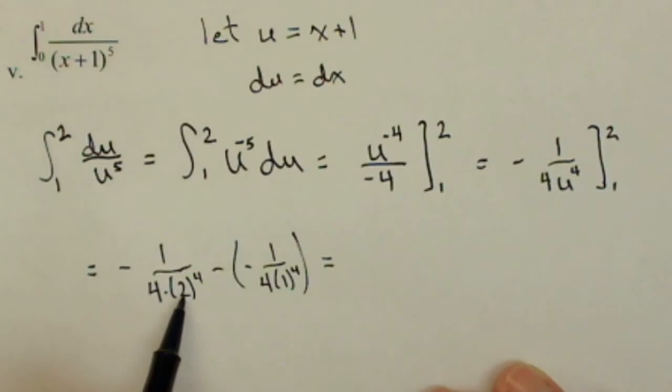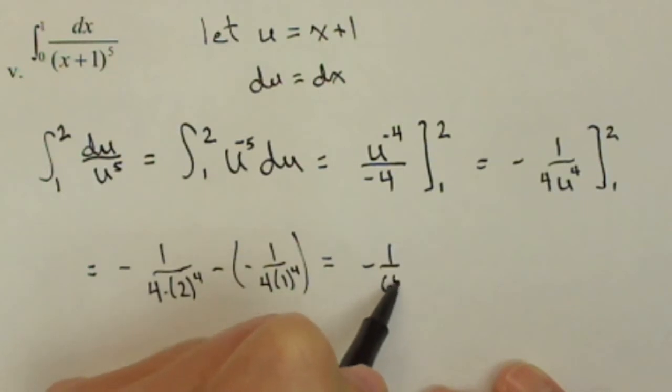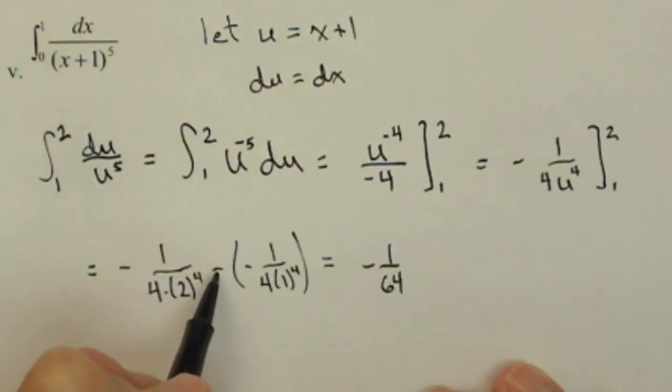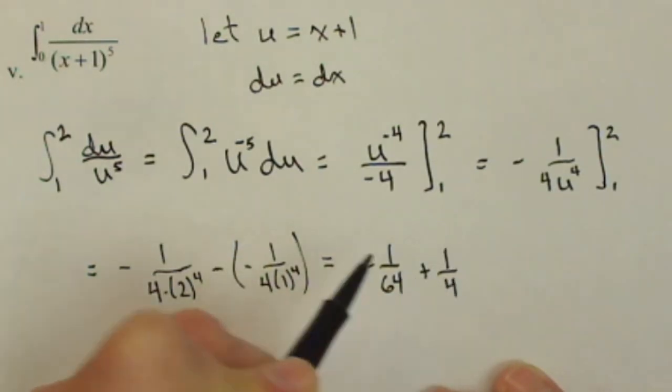So here we get 2 to the fourth, which is 16, multiplied by another 4 is 64, so we get negative 1 over 64. And then this is going to be 1/4. Now minus a negative, it becomes plus 1/4.